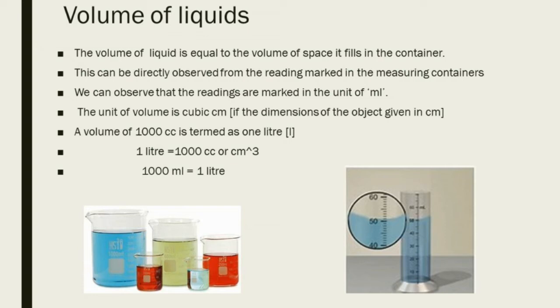This actually represents milliliter. To understand this unit of volume, let us first understand how much a liter means. Liter is the commonly used unit to measure the volume of liquids. We can understand that the volume is cubic centimeter if the dimensions of the objects are given in centimeter. This cubic centimeter is commonly known as cc. A volume of 1000 cc is termed as 1 liter. So 1 liter is equal to 1000 cc or centimeters cube. So 1000 ml is equal to 1 liter. 1 liter is equal to 1000 ml.